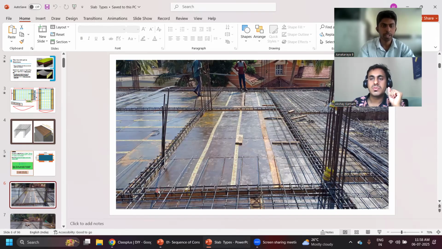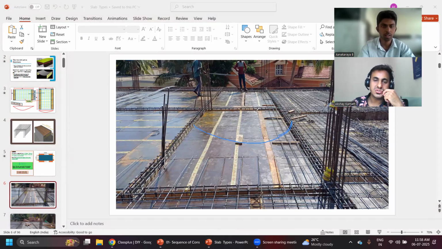But sir, the main bending happens in the longer direction. No, the shorter direction, not longer. This is shorter. Bending will happen like this, not like this. Major bending is in the shorter direction, not longer.